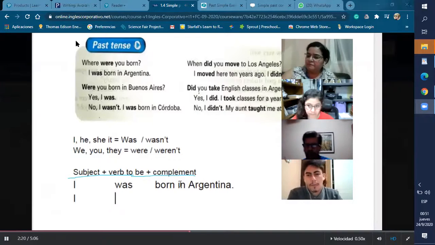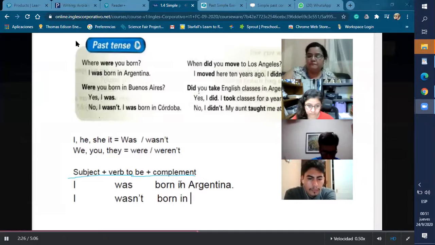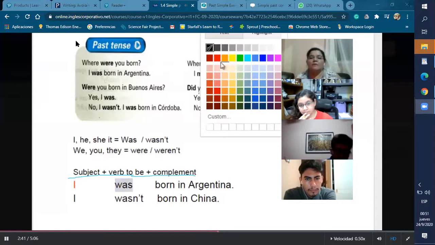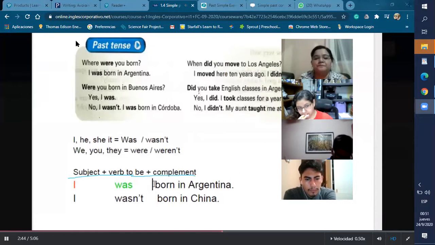And then I also want to give a negative statement. I want to say I wasn't born in China. This is the first example that I gave you at the beginning, and at this time I just want to quickly color it. I'm going to color the subject in red, the verb in green, and the complement in a different color. It could be any color. The only thing I want you to notice is that we have a subject at the beginning that is followed by the verb to be, and then some sort of complement, in order to make the positive or negative statements.